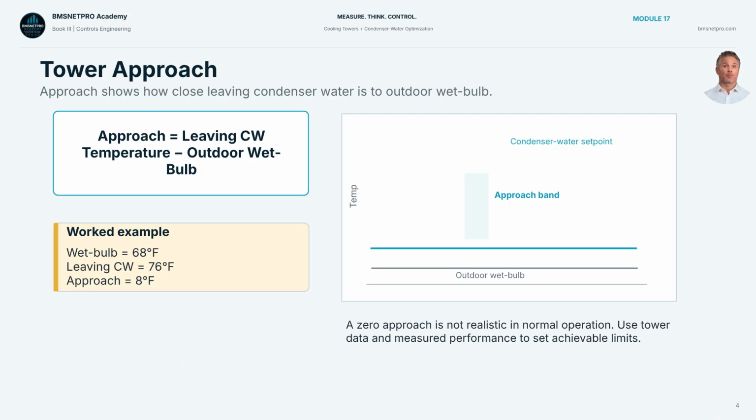Tower approach is one of the most useful concepts in this module. Approach is leaving condenser water temperature minus outdoor wet bulb temperature. If wet bulb is 68 degrees and leaving condenser water is 76 degrees, approach is 8 degrees. A zero approach is not realistic in normal operation. Approach changes with tower design, airflow, water flow, heat load, fill condition, and weather. If the sequence asks for an approach the tower cannot achieve, the fans may run at full speed with no real benefit.